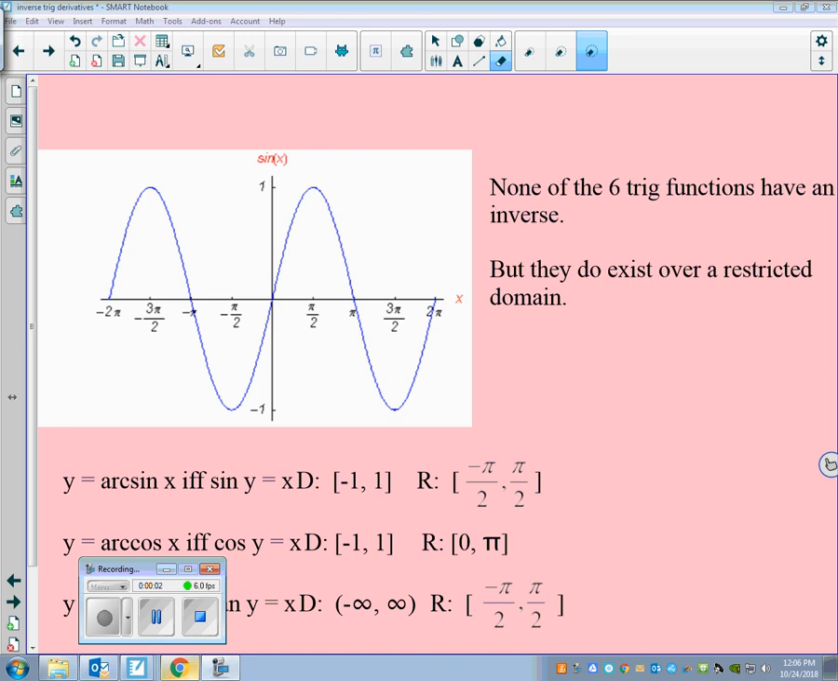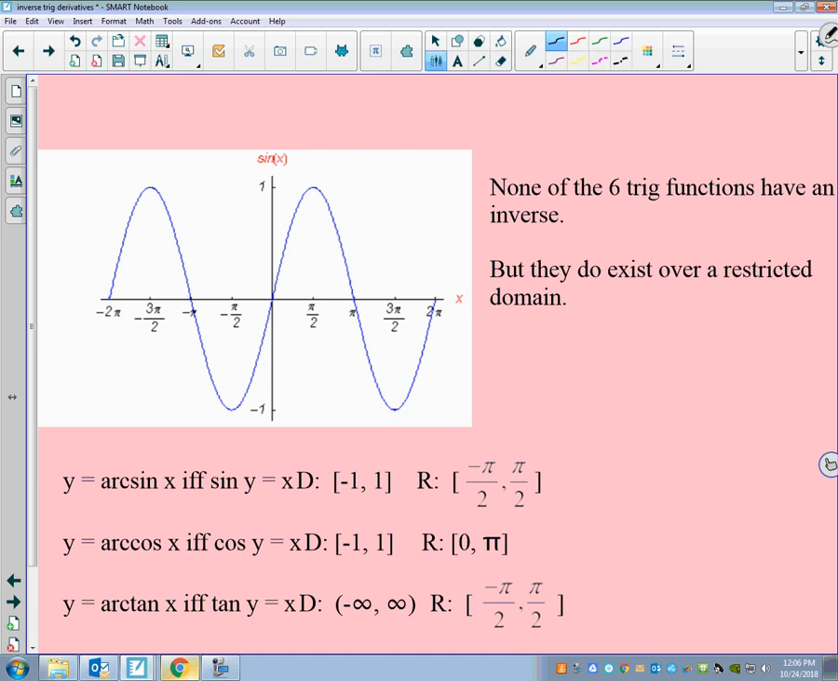Okay, kids, just a little refresher about inverse trig. Remember that none of the 6 trig functions have an inverse on the entire domain because they don't pass the horizontal line test. But remember that we can restrict them. So arcsine is only allowed to be between negative pi halves and pi halves, because if you drew a line from here to here, then it passes both the vertical and the horizontal line test.